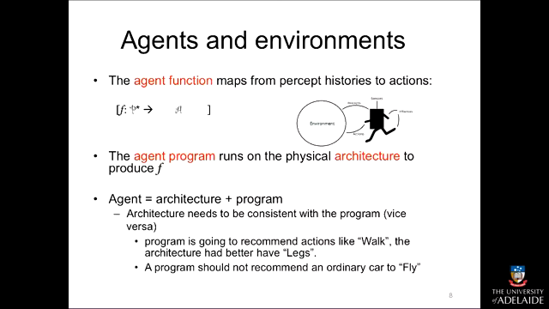So obviously we need the architecture to be consistent with the program and vice versa. We don't want a program to recommend actions that are physically impossible. So if we're going to recommend actions like walk, then the architecture better have legs. Your agent program shouldn't recommend an ordinary car to fly.